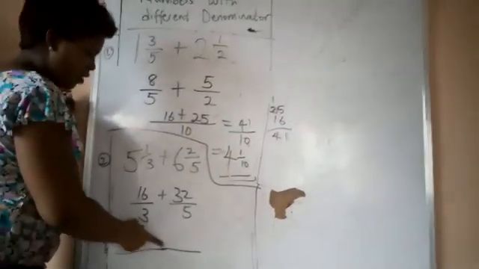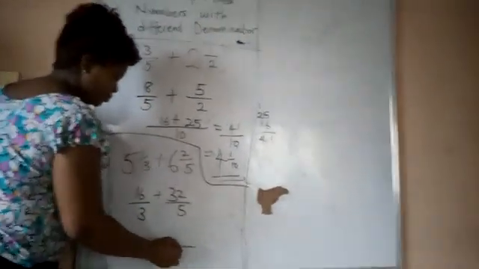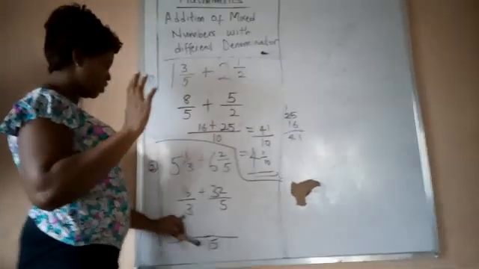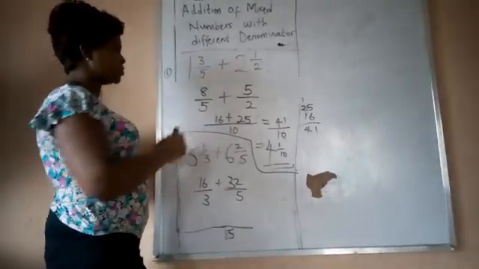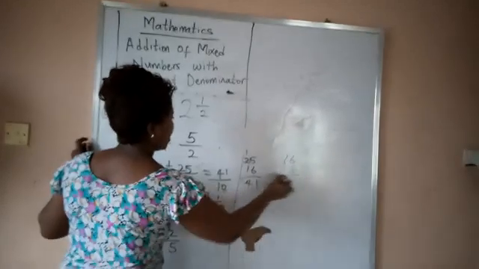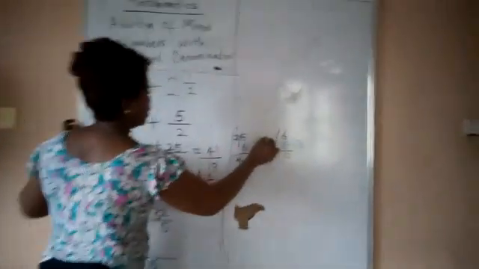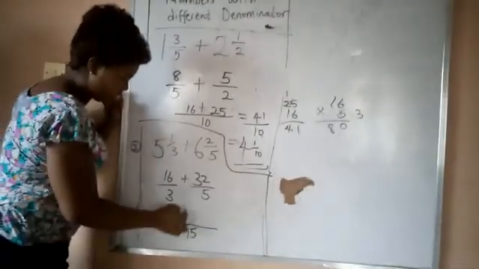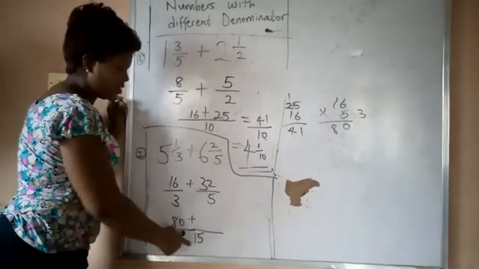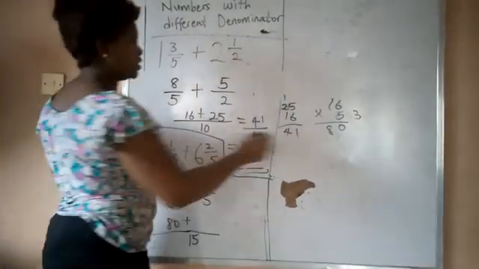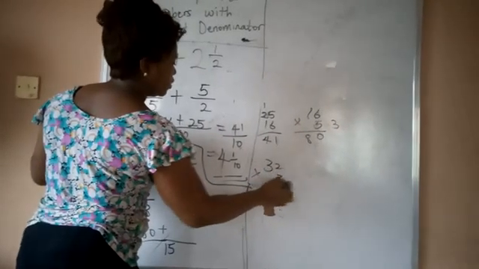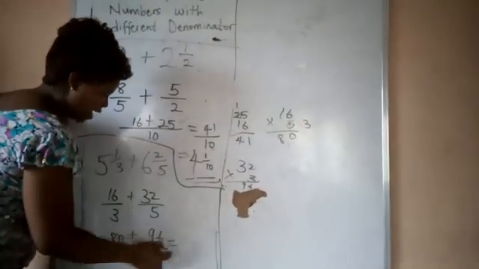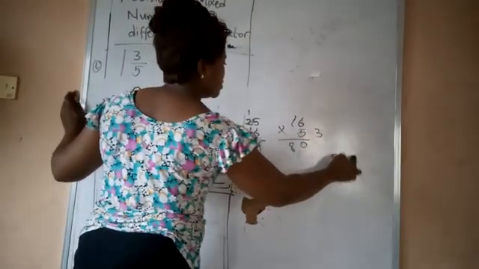Now you look out for the common multiple. What's the common multiple of 3 and 5? That's 15. Now, how many 3s will you see in 15? We have 5. 5 times 16, 5 times 6 is 30, we put the 3 here, 5 times 1 is 5, plus 3 gives you 8. So we have 80 plus, how many 5s will you see in 15? 3. 3 times 32: 3 times 2 is 6, 3 times 3 is 9. So we have 96.